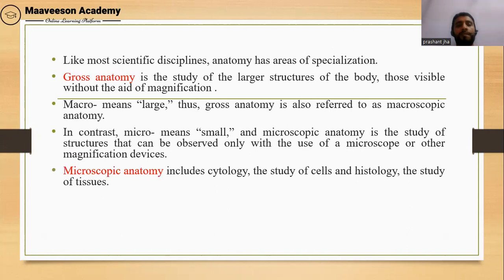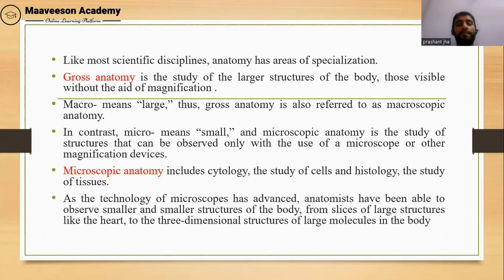It includes cytology, the study of cells, and histology, the study of tissues. As the technology of microscopes has advanced, anatomists who specialize in anatomy have been able to observe smaller and smaller structures of our body, from slices of larger structures like the heart to the three-dimensional structures of the large molecules in the body.